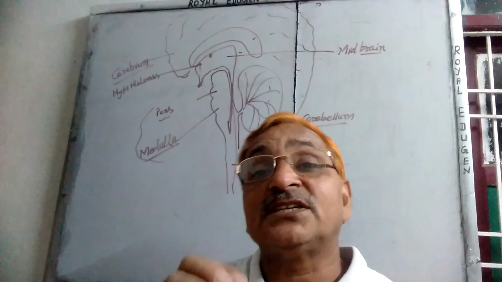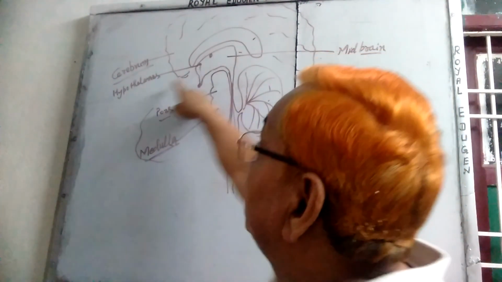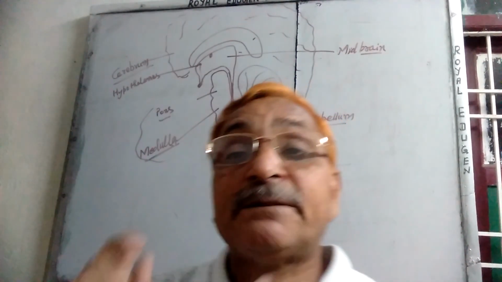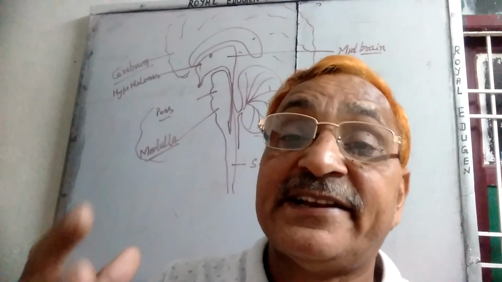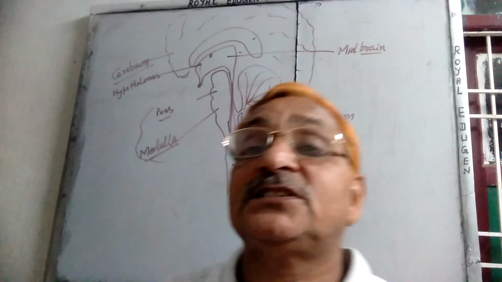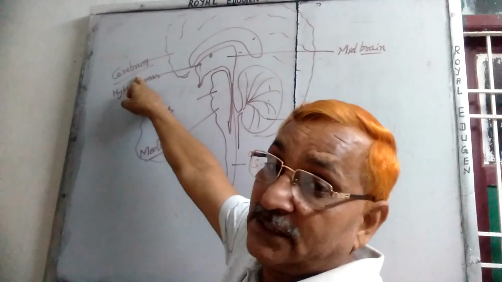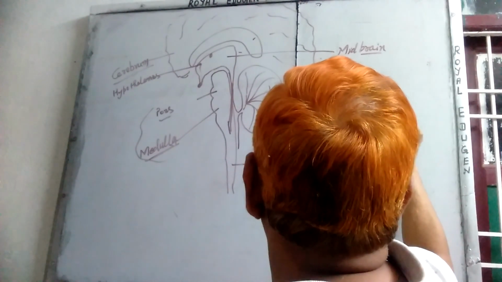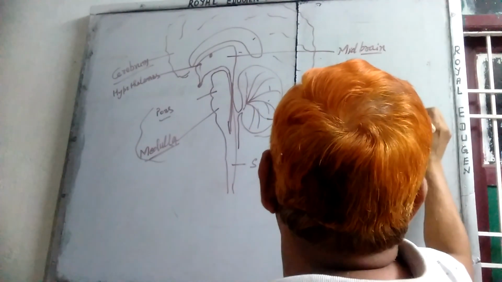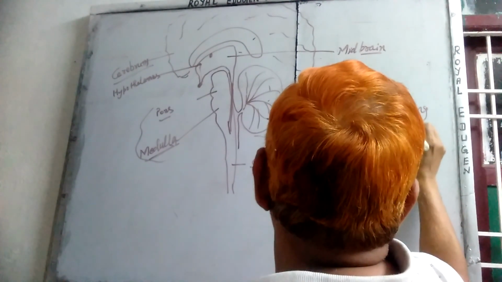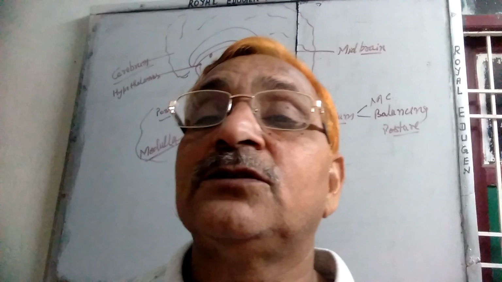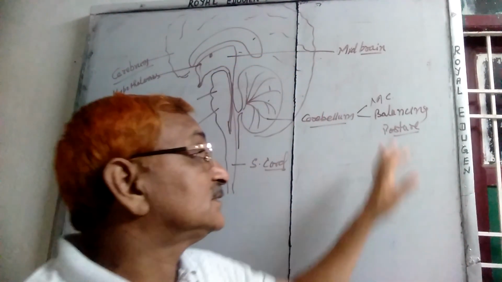So write the functions of the different parts. The cerebrum is the forebrain, and it is the main center of intelligence, speech, voluntary action, and all the important decisions are made by the cerebrum. The cerebellum is for muscular coordination as well as balancing and posture, the posture of your body when you walk, when you sit, even when you stand, which is maintained by the cerebellum.